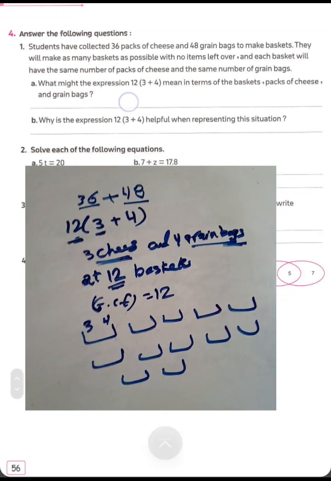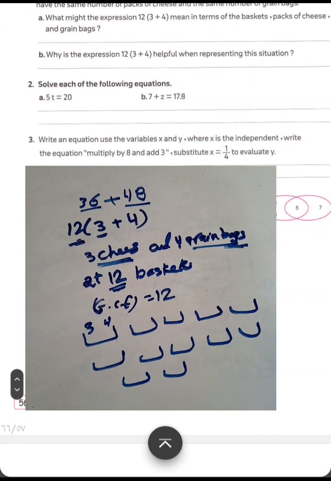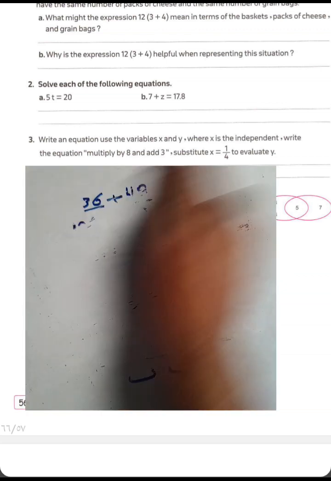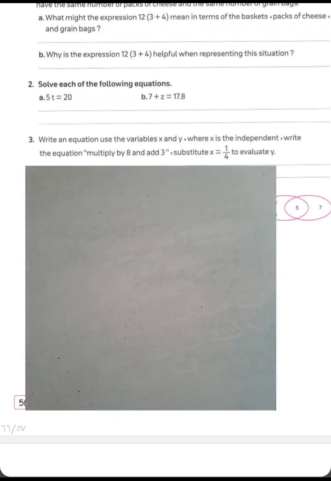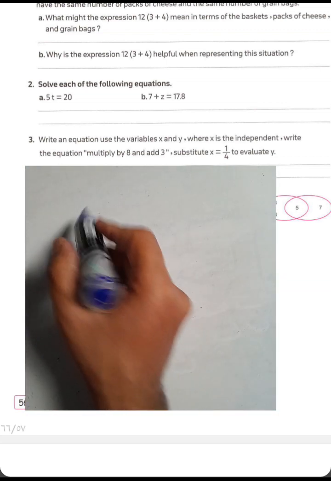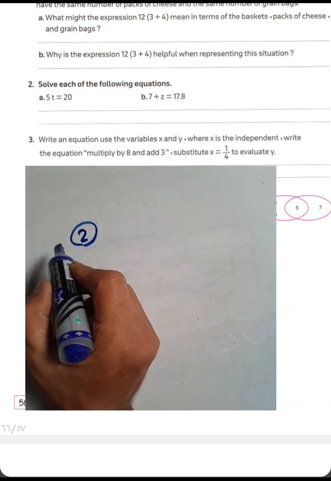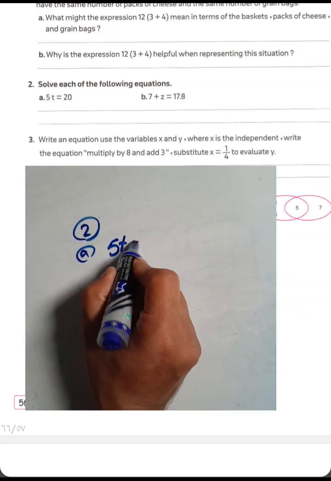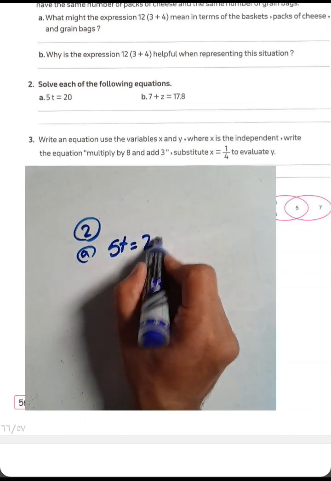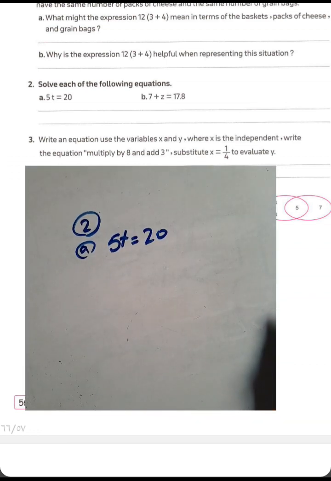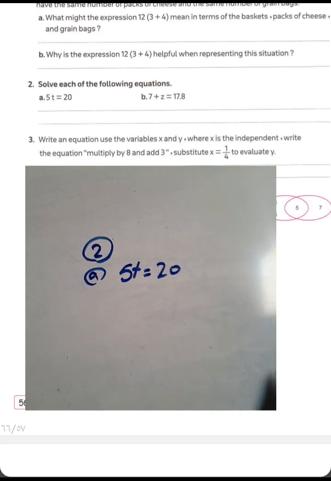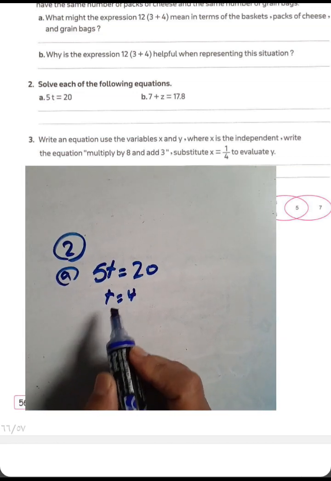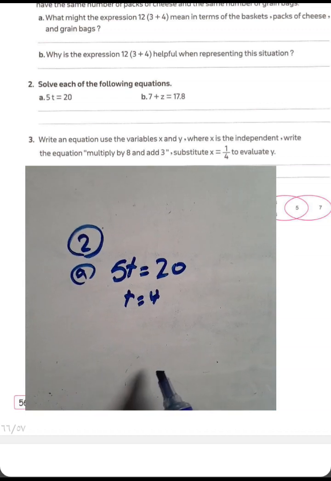Okay, next question. Question number 2, solve each of the following equations. Letter A, 5t equals 20. We want to find the value of t here. 5 multiplied by what equals 20? We know 20 divided by 5 equals 4. Then t here will be equal to 4. It's the result of this example.